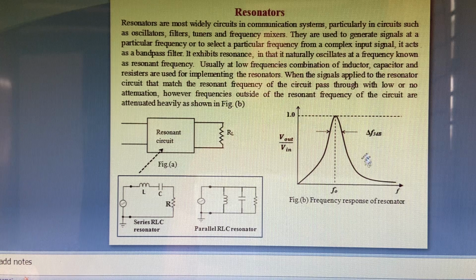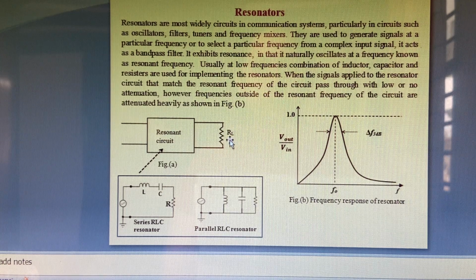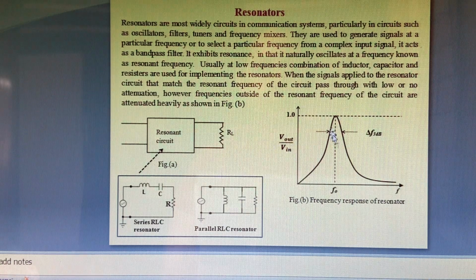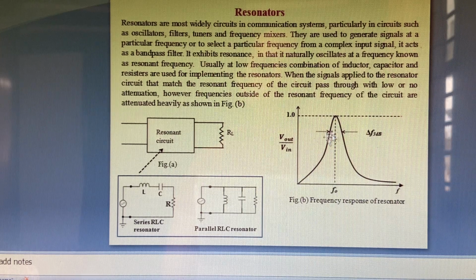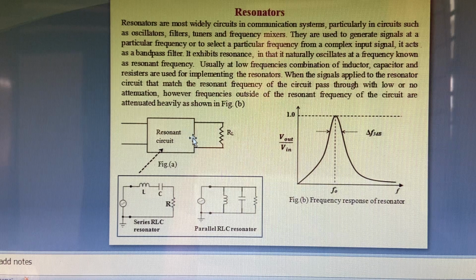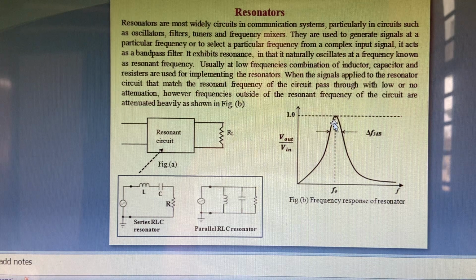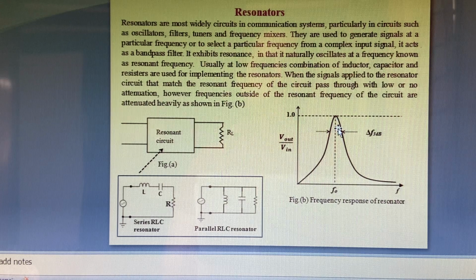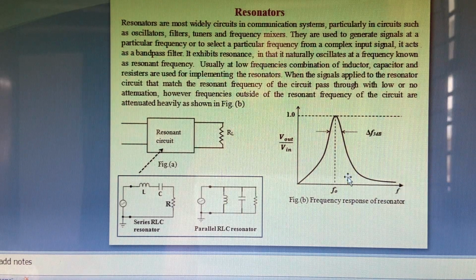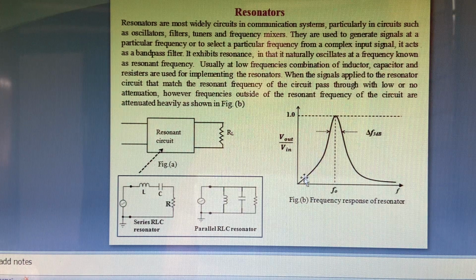Here this is a plot of V naught divided by Vin versus frequency. That means at the resonant frequency the ratio is equal to 1. Ratio 1 means the output is equal to the input. So with lesser attenuation, assuming this is a passive resonator circuit, at the resonant frequency, for the ideal case, the output is equal to the input. But on either side of the resonant frequency, the output voltage goes on reducing like this. Similarly, on the lower side it also reduces like this.